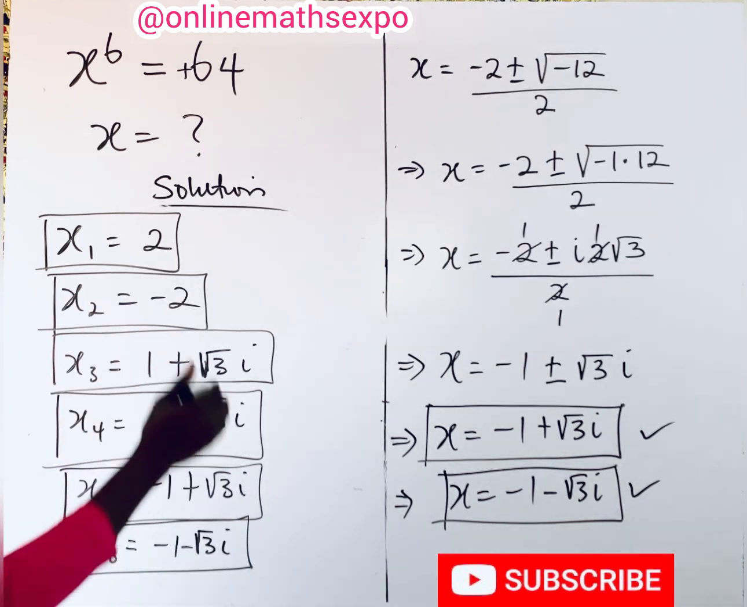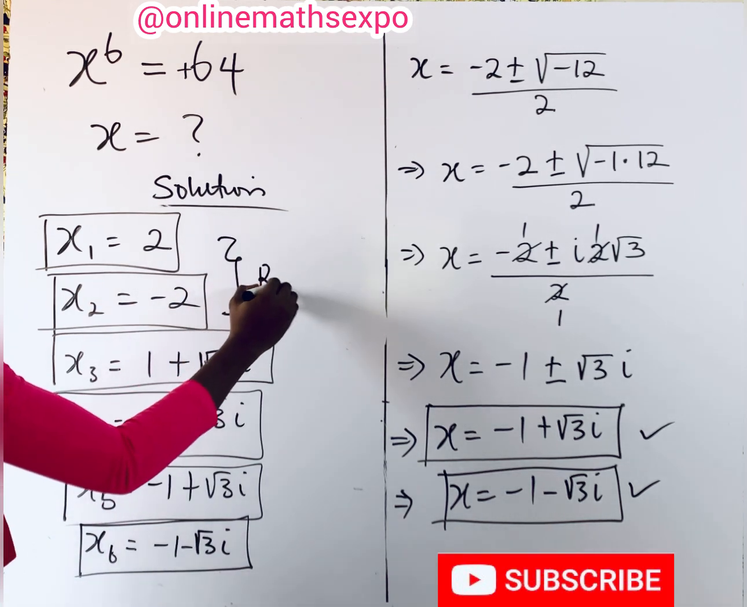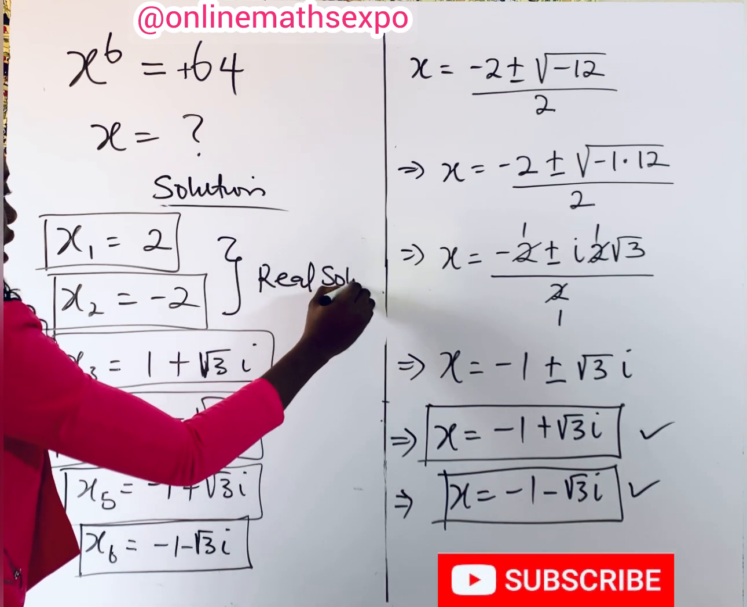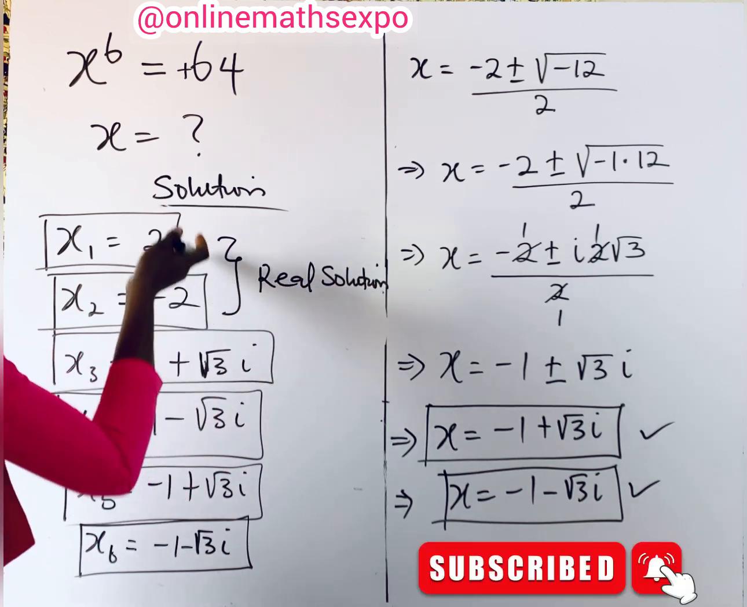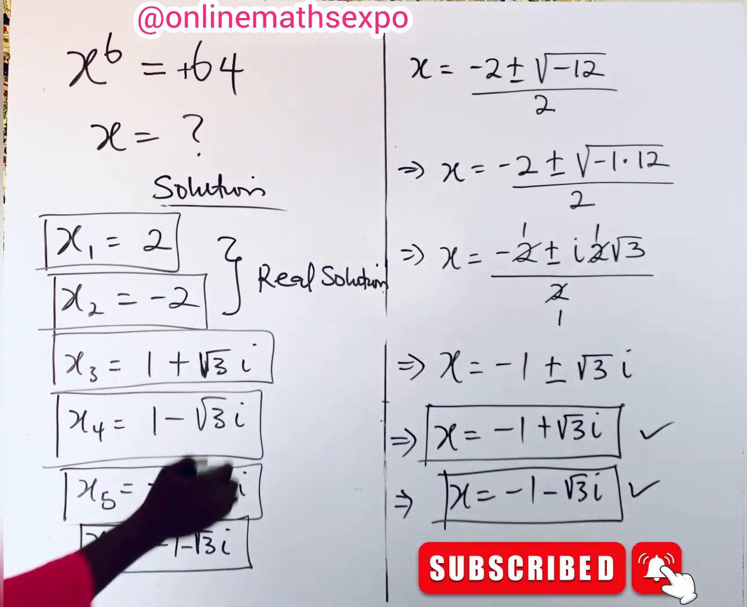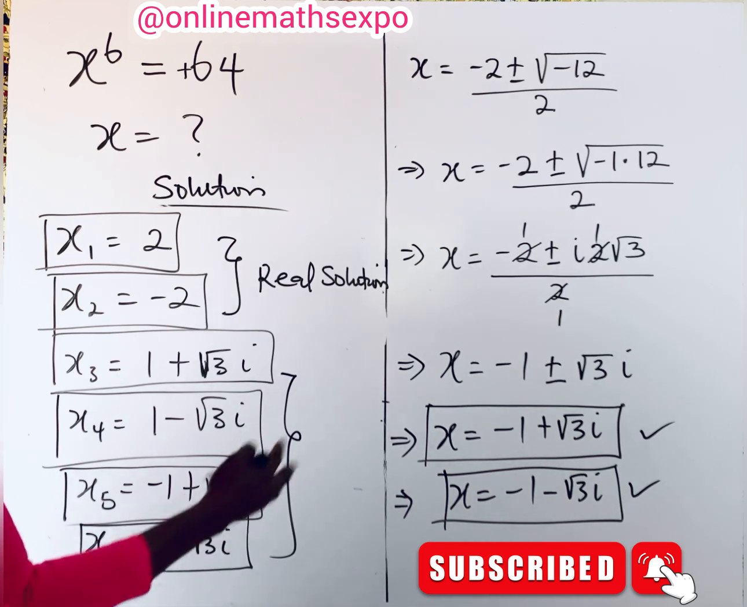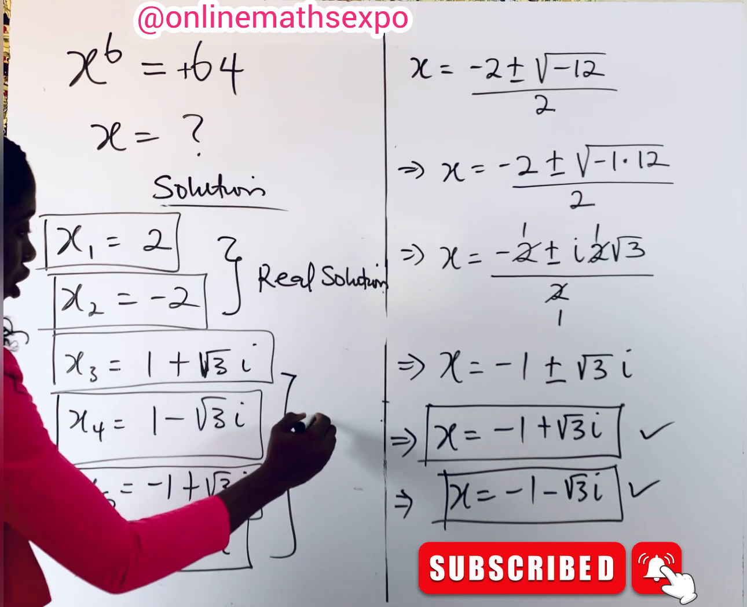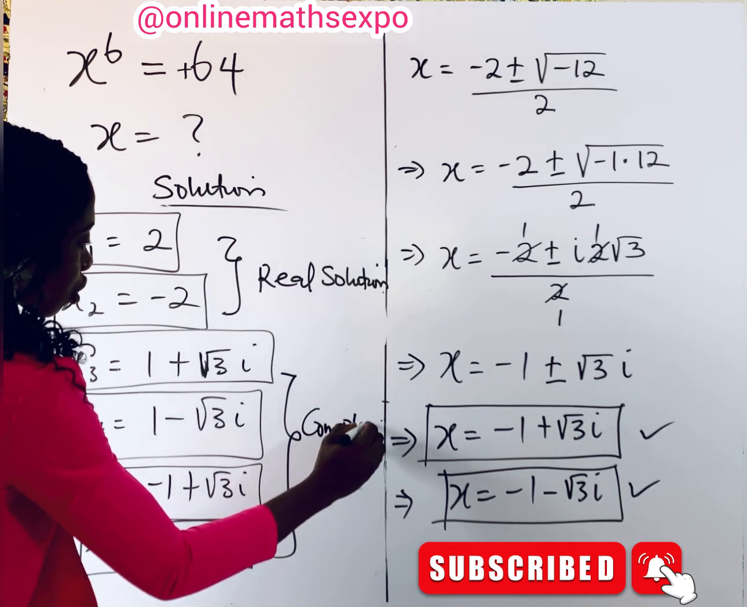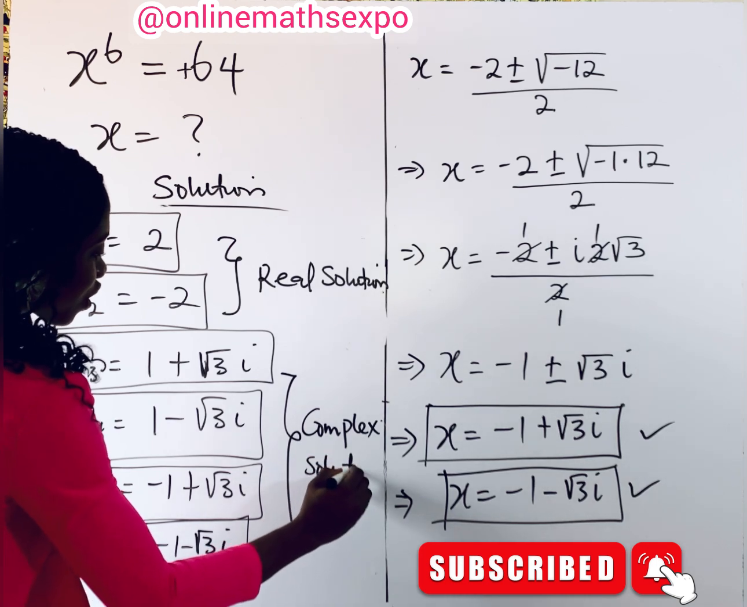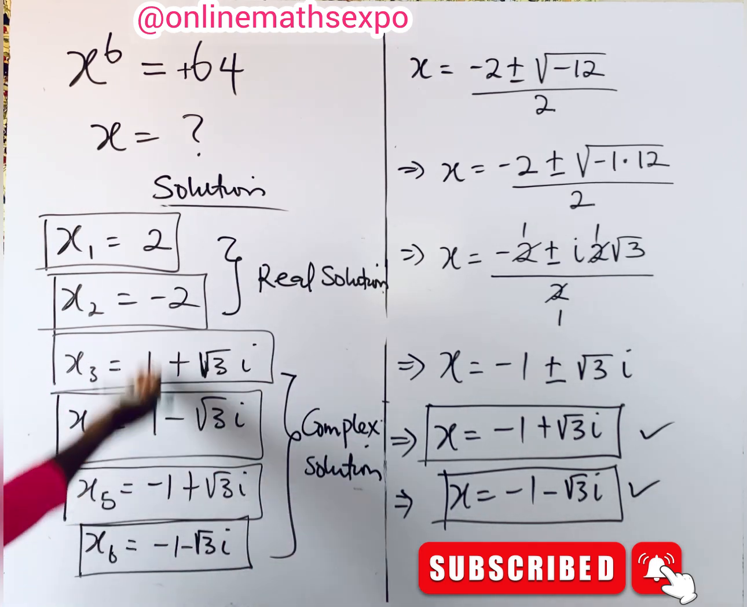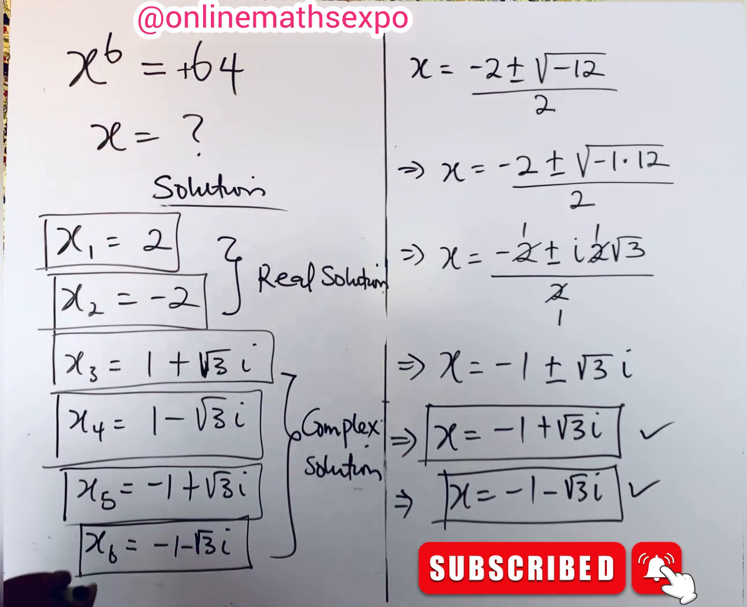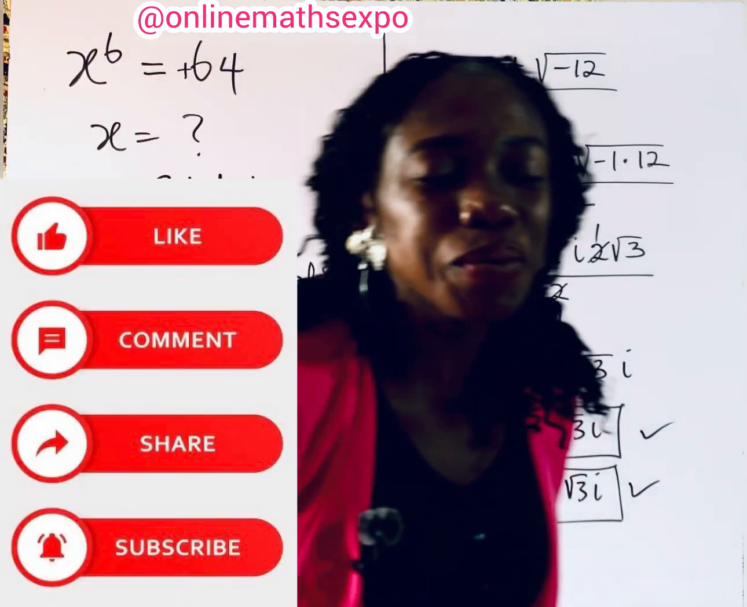Now remember that these two are what we call the real solutions. You can find these ones on the number line, and these ones are found on the complex plane. So these ones are complex solutions. I hope this is clear. So you've seen that we've been able to have 6 solutions for this polynomial.